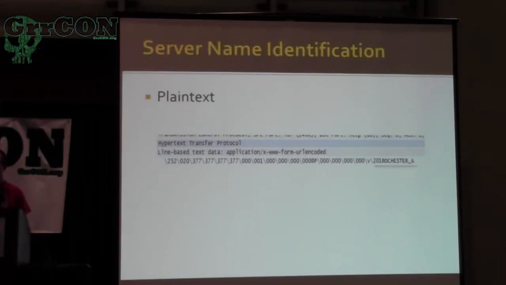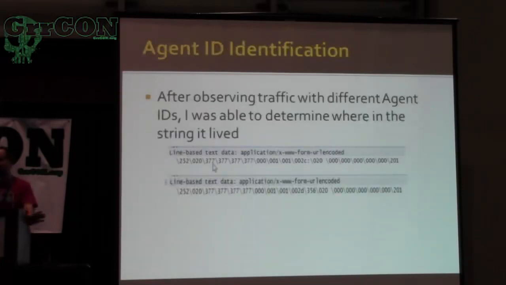Okay, so server name identification. Again, everything's in plain text. What do you think the server name was? So really, right there. As I was watching the syncs go through and how they had the pattern, that thing popped up in the beginning of every single one. It was just Rochester. It wasn't Rochester_A. I don't know what the _A was for, but the server name was just Rochester. So that was kind of interesting. Okay, I got half the puzzle now.